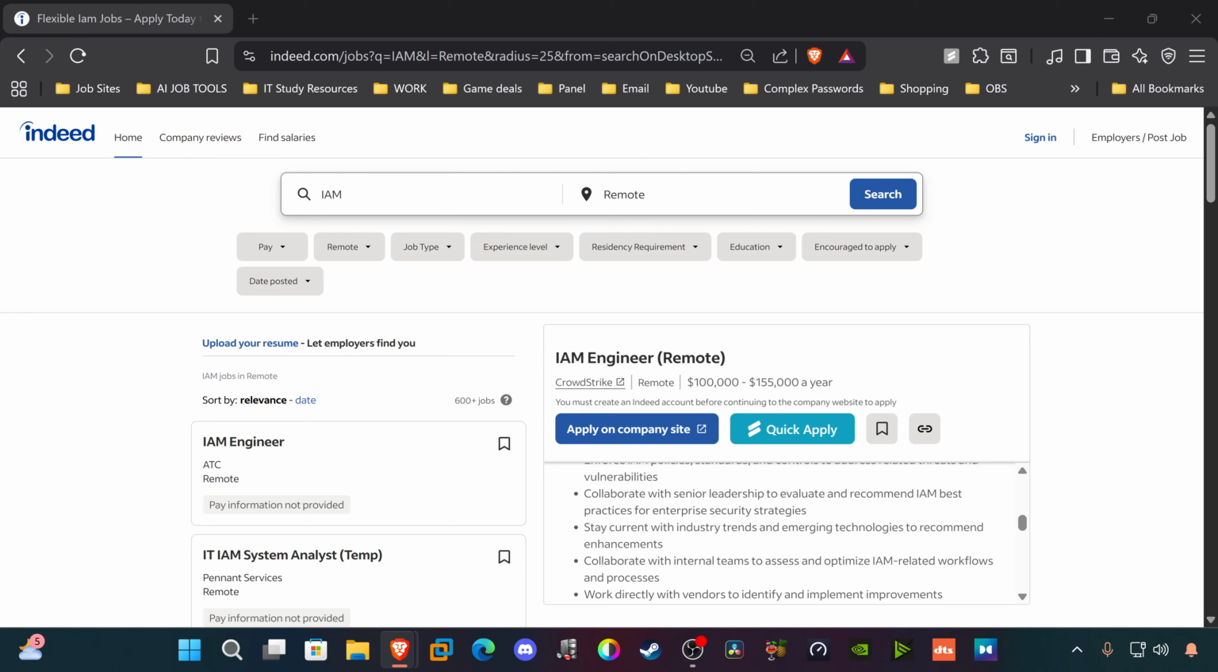So, in short, identity and access management, or IAM, is a smart security system for your digital life. It makes sure only the right people get in and they can only do what they're supposed to. And it keeps a record of everything, so if something goes wrong, you can figure out what happened. It's not just for big companies, it's how your bank, your email, and even your smart TV stay safe.